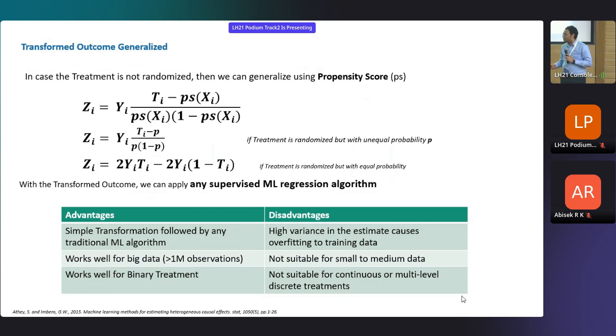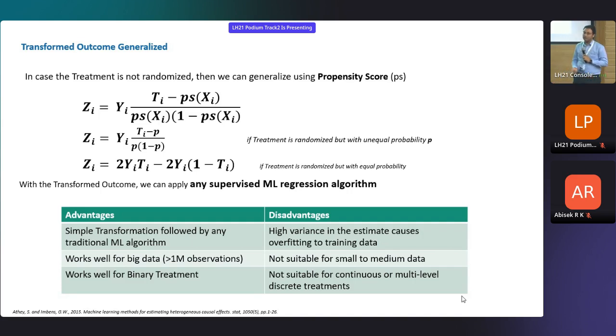That is where propensity score based techniques again come into play. So we can actually create another transformation using the function of the treatment and the propensity score. And here, if we keep applying certain assumptions, like maybe if they are randomly distributed but with unequal probability p, we can just substitute the propensity score with that unequal p, and then if that also becomes equal, it boils down to the same equation that we talked about before.